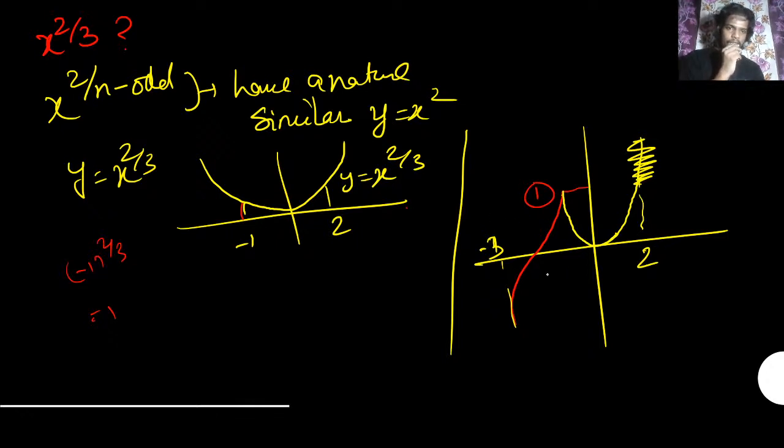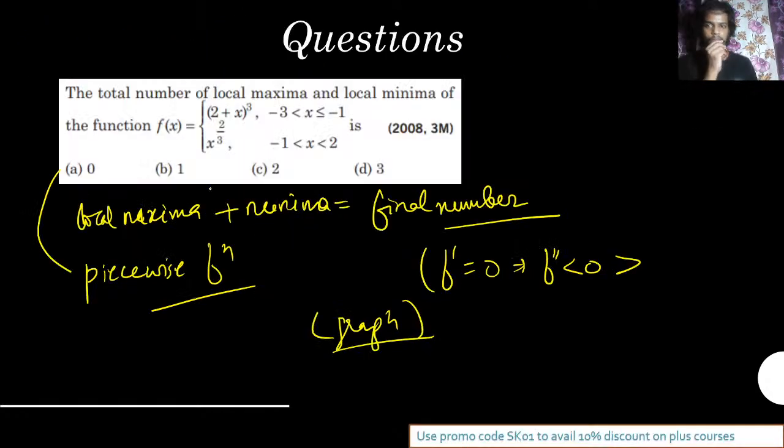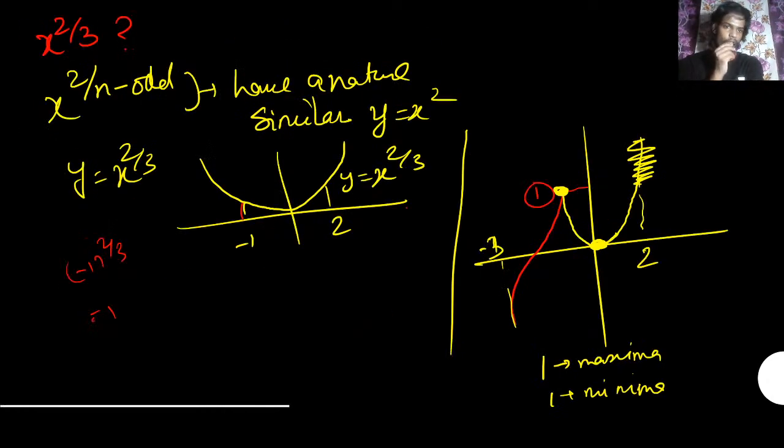Anyway, so if you see this graph, it has one minima here, and it has one maxima here. So in total how many maxima and minima? One maxima, one minima. So total number of maxima plus minima, how many is that? The total number of maxima plus minima is 2. So the answer is 2. Okay, so we drew the graph of both these functions, then we joined them, and this is the final graph. Fine, let's move on to the next question.